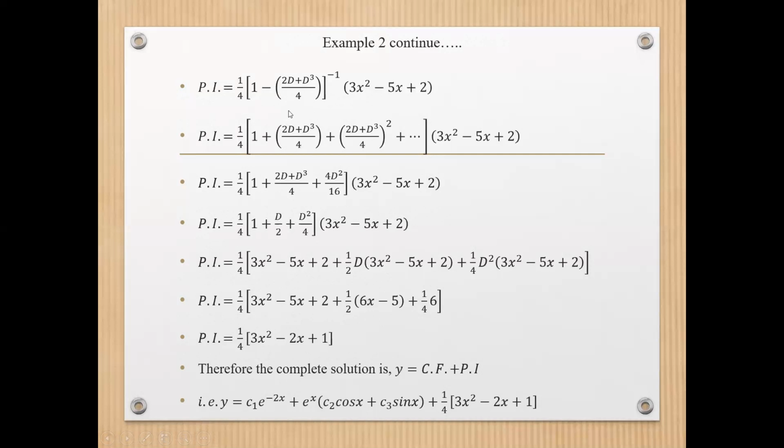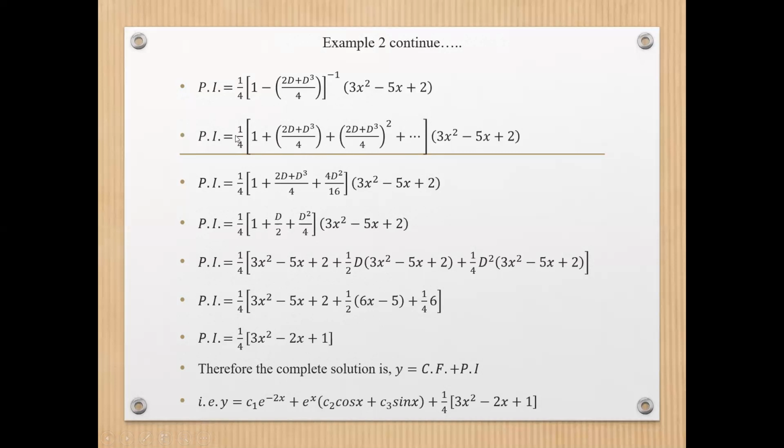So we have written the expression of this as 1 plus x plus x square. What is x? x is nothing but this bracket, 2D plus D cube upon 4. Here is x square, where x is 2D plus D cube by 4, and so on, into this polynomial.